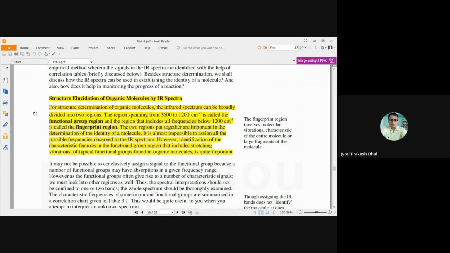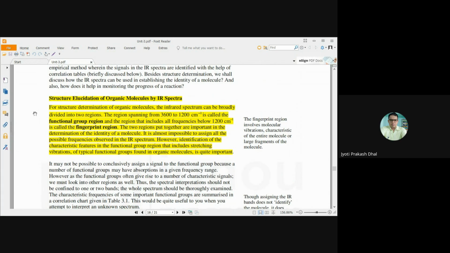The first scanning range, that is from 3600 to 1200 centimeter inverse, that is called the functional group region, and the another scanning range, that is below 1200 centimeter inverse to 400 centimeter inverse, that is called fingerprint region.